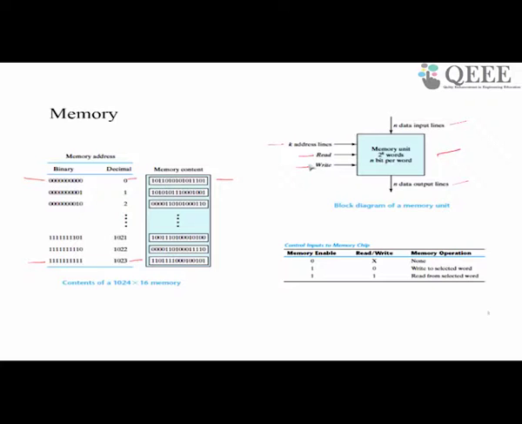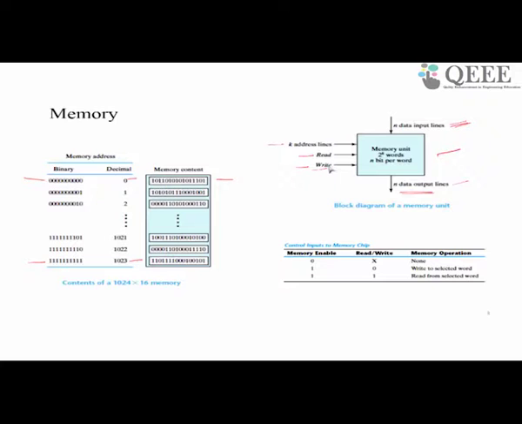Then enable the read control line, then wait for some time for the data to be available in the data bus output port, then take it outside. If it is a write operation, provide the address bus, provide the n data bits to be written into, enable the write command and wait for the data to be written.